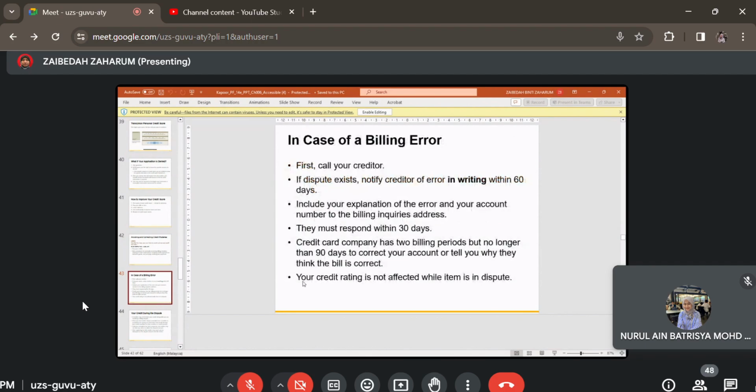Alright. And then in case of sekiranya berlaku billing error, so what you have to do, you have to call your creditor, and then sekiranya berlaku dispute, you have to notify the creditor of error in writing within 60 days. Then include your explanation of the error and your account number to the bill inquiries address. And then they should respond to your inquiries within 30 days. And then credit card company has 2 billing periods, but no longer than 90 days to correct your account or tell you why they think the bill is correct. And then dekat sini your credit rating is not affected while the item is in dispute.